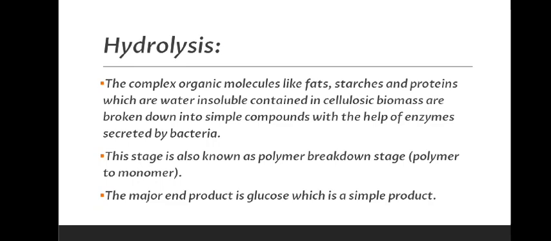Hydrolysis: the complex organic molecules like fat, starches and proteins, which are water-insoluble, contained in a cellulose biomass are broken down into simple compounds with the help of enzymes secreted by the bacteria. This stage is also known as polymer breakdown stage. The major end product is glucose, which is a simple product.